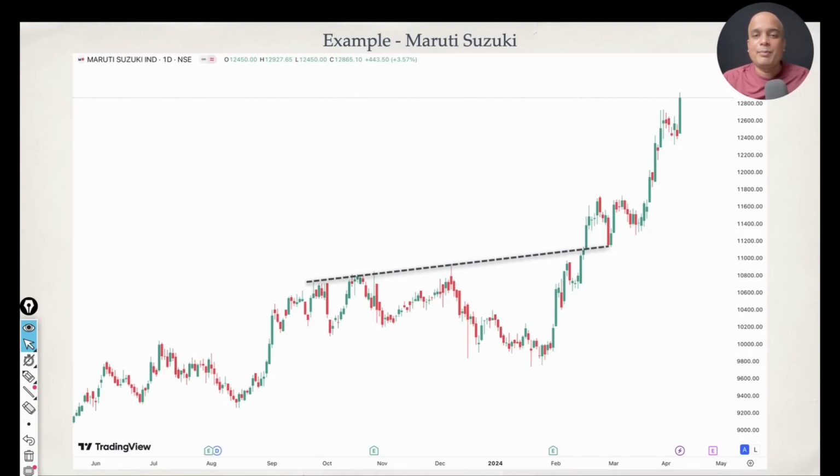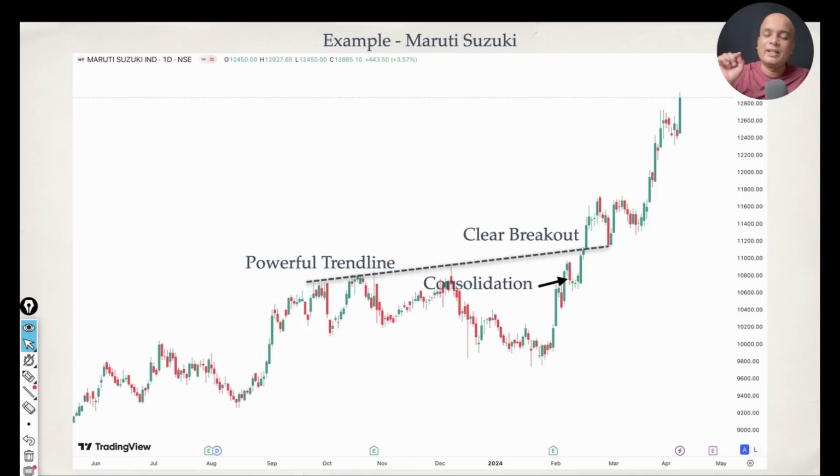The second example is Maruti Suzuki. Once again, there is a clear cut powerful trend line, 1, 2, 3, 4. It connected around 4-5 peaks, and again a little consolidation just before the trend line, and we also have a clear cut breakout. The selling wick is less than 20%.